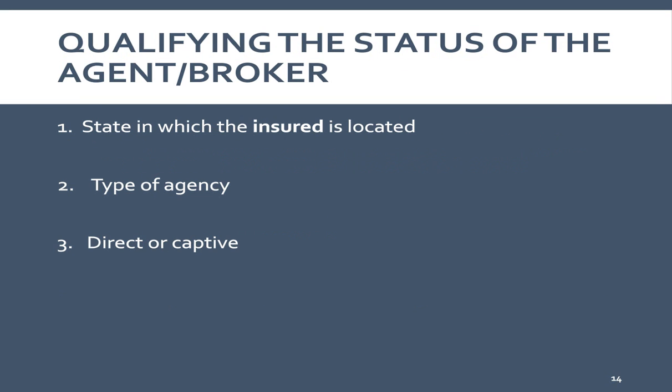Now, when you're trying to qualify whether somebody is an agent or a broker, it's going to be critical to determine what state is going to have application, what law is going to apply, what state law. If you have policies that are written in one state, the broker or agent is in one state, the insured's in another state, it might be tied to some third-party accident in another state.